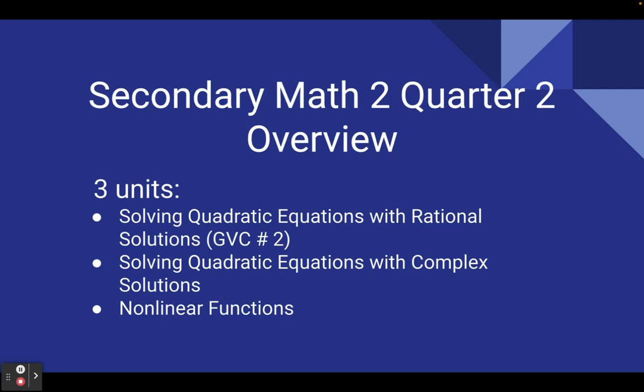The first one is our GVC, which is Guaranteed Viable Curriculum. Those are the big important things that you need to know for this semester and for future math classes. So those are important things to know, and that's going to be solving quadratic equations with rational solutions. Then we're going to do solving equations with complex solutions, where we're going to talk about imaginary numbers, and then we'll have nonlinear functions.